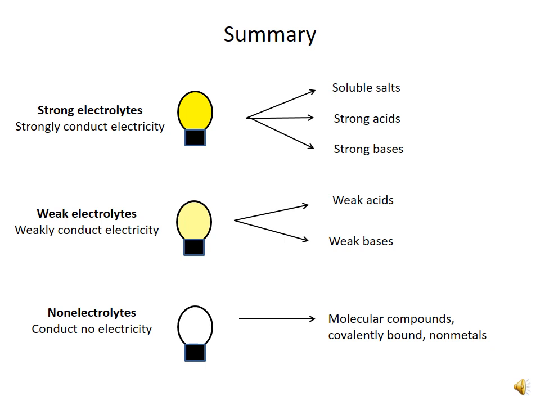Finally, if a substance is placed on your electrodes and you don't see your light bulb light up at all, you can call that substance a non-electrolyte, meaning it conducts no electricity. These are going to include things that are molecular compounds, meaning these are going to be all nonmetals that are covalently bound to one another. And remember, they're often going to contain the elements carbon, hydrogen, oxygen, nitrogen, etc.